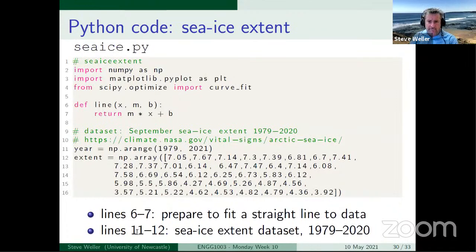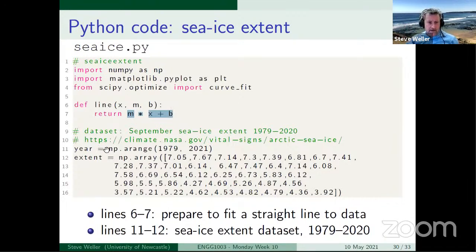So here's the code. I'll run it for you live in a moment. We're importing the curve_fit function from the SciPy library. And here in lines 6 and 7, we define a straight line. Just a little aside, the curve_fit function is really powerful. If we defined this function here as being a quadratic, for example, or a cubic, or some other nonlinear function, the curve_fit code will actually work and it'll find the coefficients of the best fitting parabola, the best fitting cubic, and so on. But a straight line's good enough for us today.